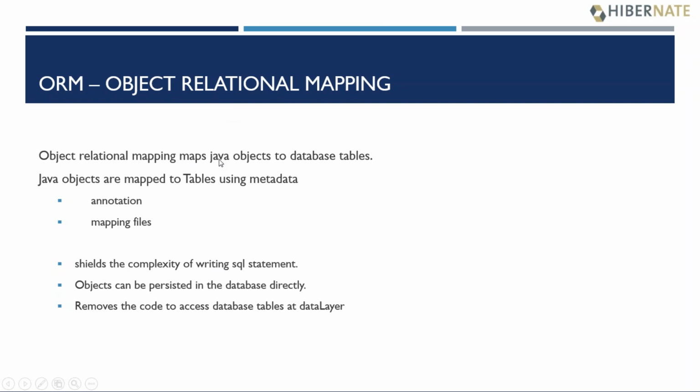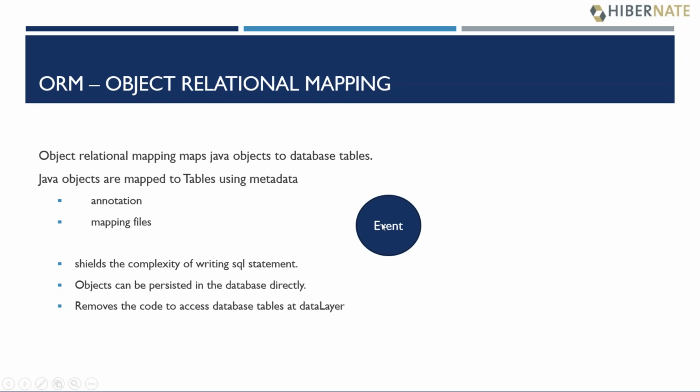Now, object relational mapping will map the Java objects to the database, and the mapping is done to tables using annotations in the mapping file. That is, you are mapping the Java objects to the table in the database with the help of simple statements, with the help of the annotations in the mapping. All these points we will discuss later. It will shield the complexity of the SQL statements. You can create the objects directly, and it removes the code to access the database layer.